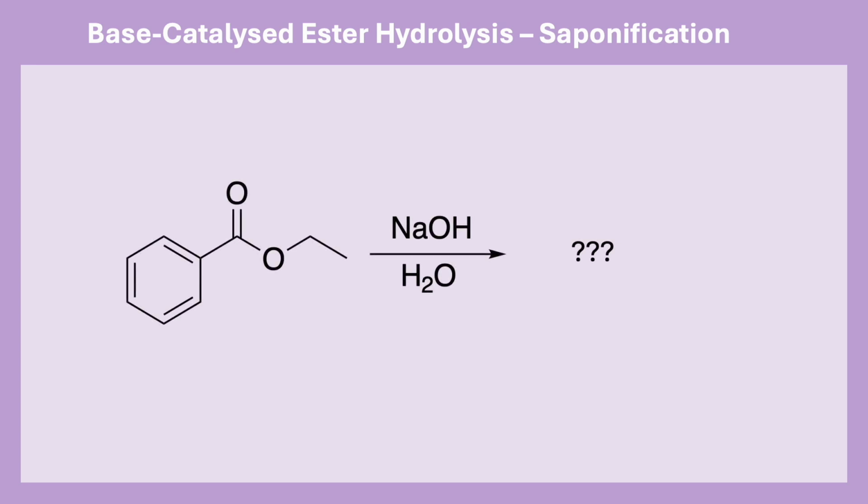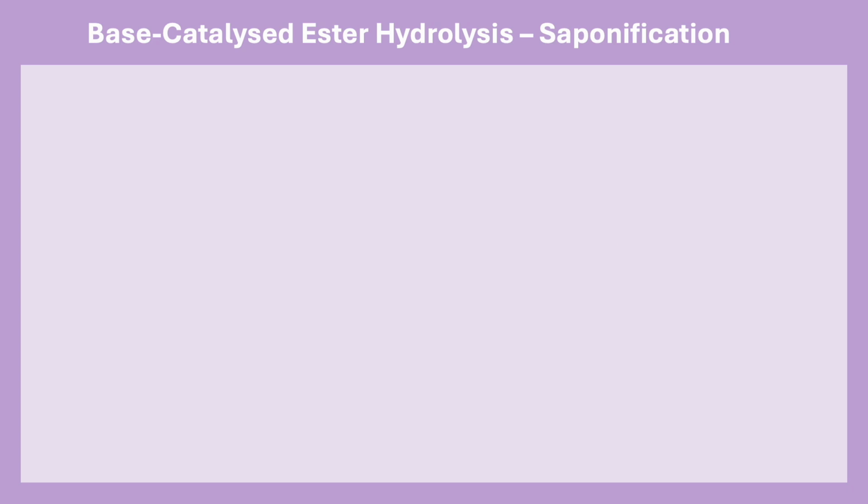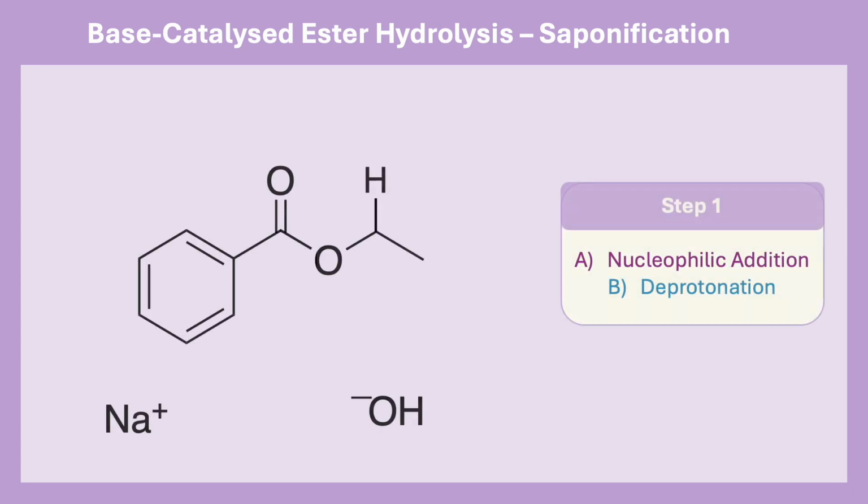Saponification or ester hydrolysis is the process through which a base catalyzes the transformation of an ester into a carboxylic acid using a base and water. Due to the use of a strong base, this reaction is irreversible, meaning you can obtain complete conversion of starting material to the product.